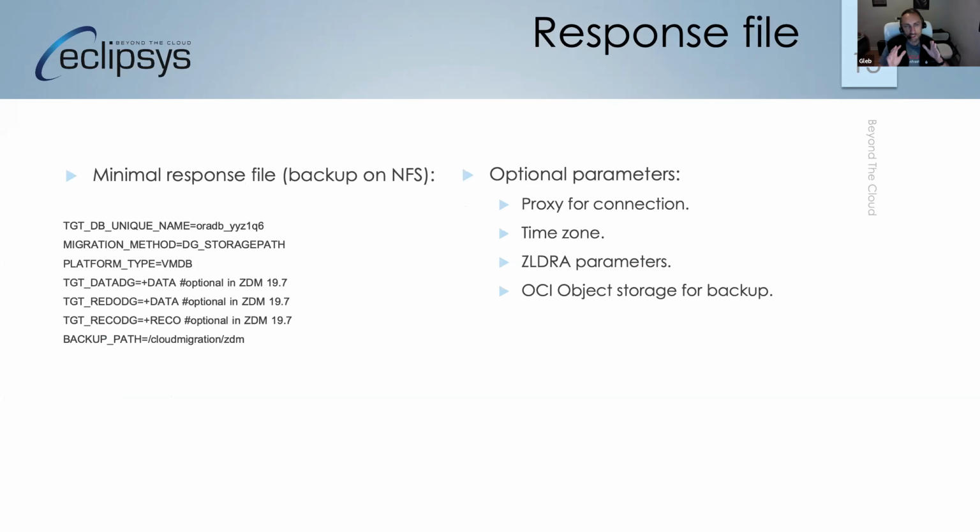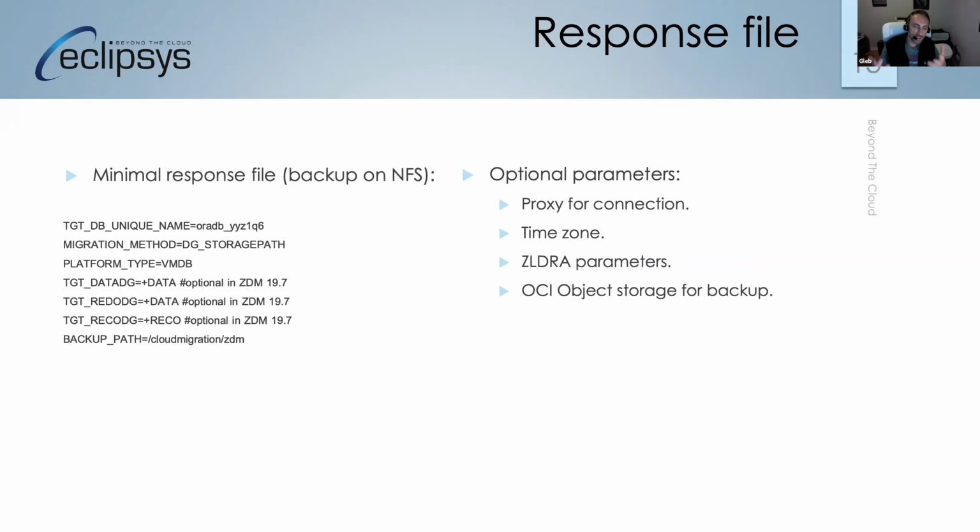The minimum response file with backup on NFS has just a few parameters, really only 1, 2, 3, 4 parameters in 19.7. So you have to specify the target database unique name, and the migration method. In case of backup on NFS, it is DG_OSS. And platform type, it is VMDB, meaning database as a service in Oracle Cloud. And the backup path, if it is an NFS location.